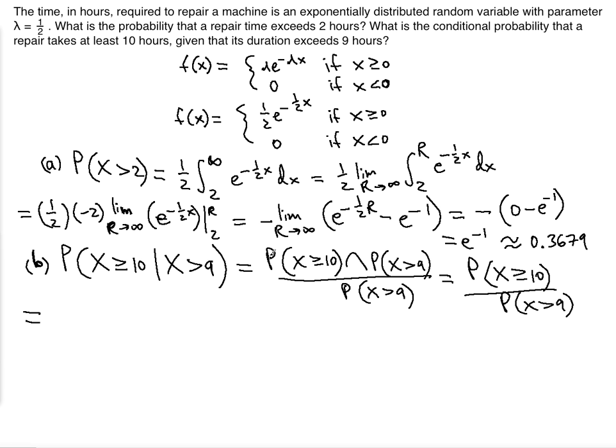So we will have what? I'm just gonna set it up. So 1/2, 10 is the least value now, integral from 10 to infinity of e to the negative 1/2 x dx, divided by 1/2 integral from 9 to infinity of e to the negative 1/2 x dx. Right, the 1/2s cancel out.